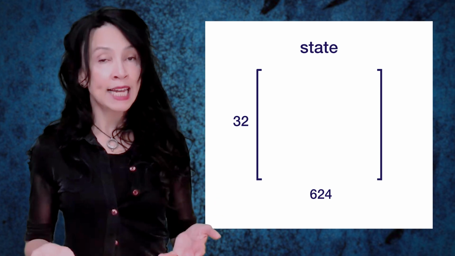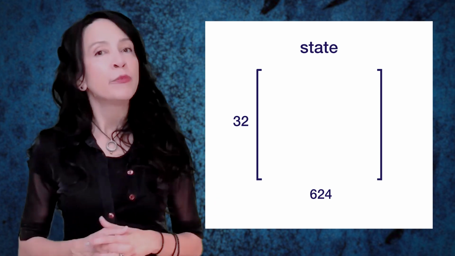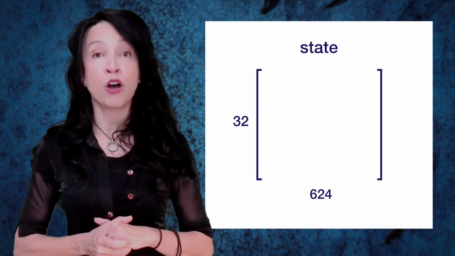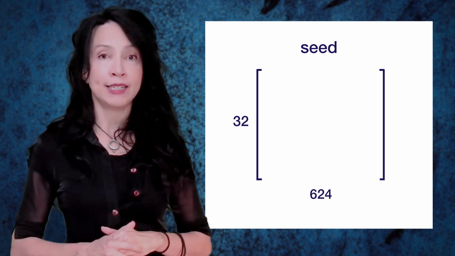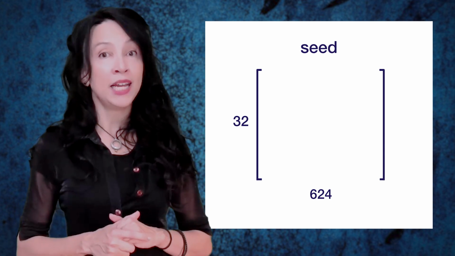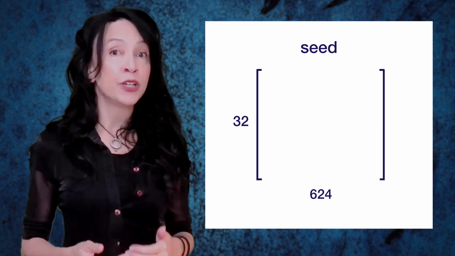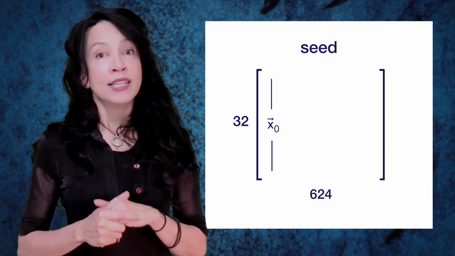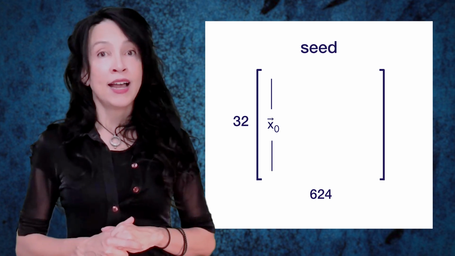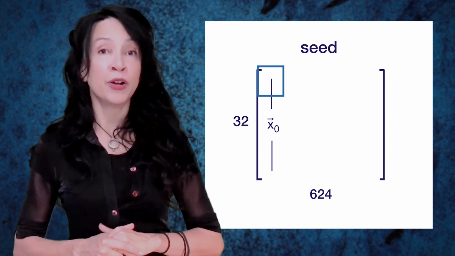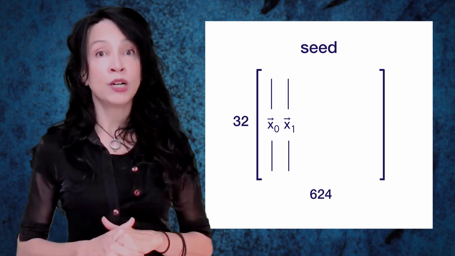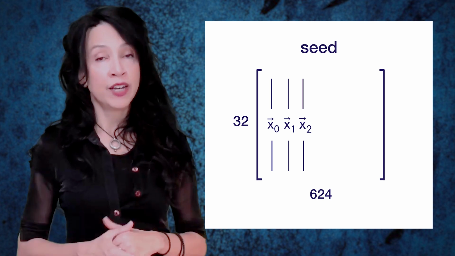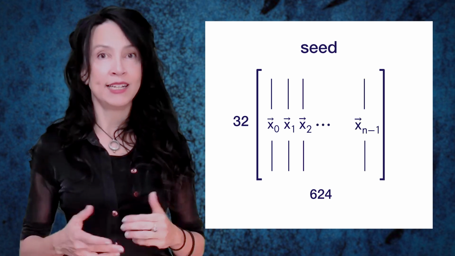So we start any random number generation algorithm with a seed, just like we did in the linear congruential random number generator. And the seed is going to be a 32 by 624 matrix. And each column is going to represent a binary number. This column is going to be x0, and this is going to be the most significant bit up here and the least significant bit down here. This column is going to represent a vector x1, a vector x2, up to a vector x_{n-1}, where n is 625.